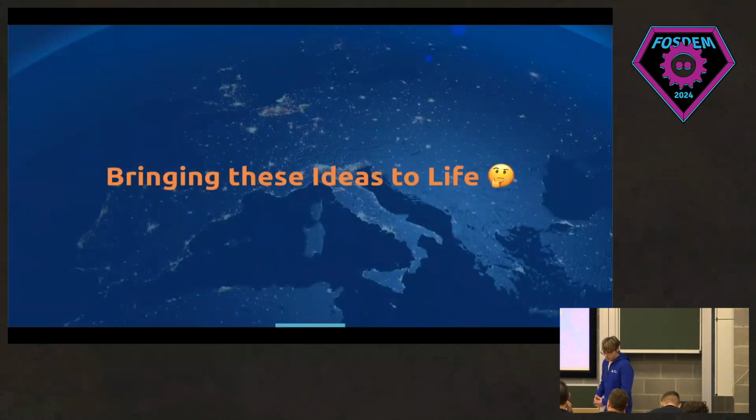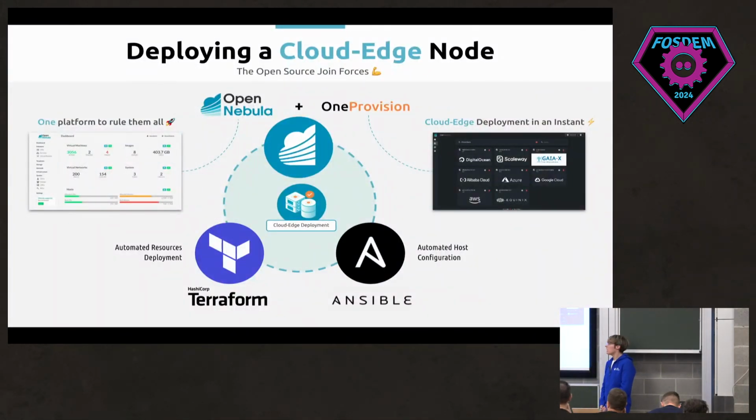So now we are going to bring these ideas to life and see how all these concepts come together in order to create our cluster. So how can we deploy a Cloud-Edge node? We are going to use three main technologies. The first one is OpenNebula. It's a platform for orchestrating virtual workloads. Then we are going to use Terraform to automate the resource deployment.